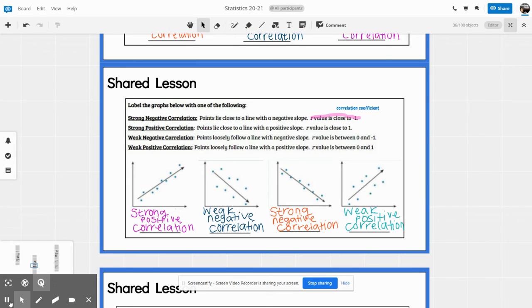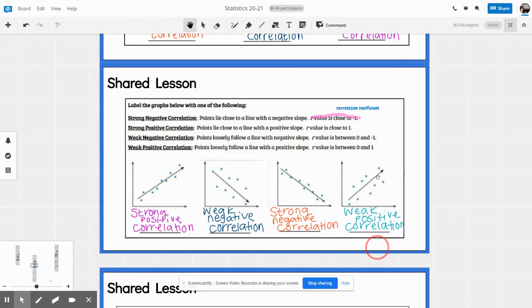All right, so this would be our weak negative, right? Our points are more spread apart and they're moving down. And then this would be our weak positive. Our points are more spread apart, but they're moving up. If you're taking notes on a piece of paper, I would suggest drawing similar graphs. They're not that hard to draw, just a little L and then place your dots around there, your data set around there.